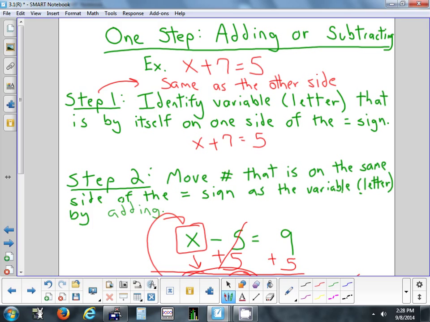Wyatt, in this example right here, buddy, what's my variable? X is my variable, right? What kind of an X is that, Y? Positive or negative? It's a positive X, right? Again, if we look to the left, if there's no sign there, what kind of a number is it? Positive all day long, right?